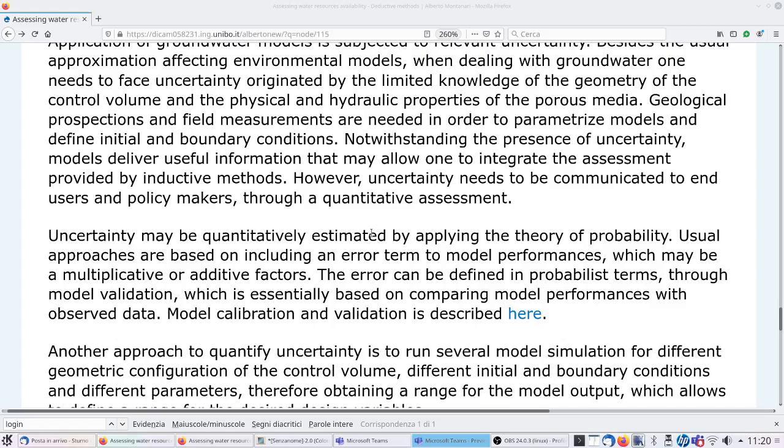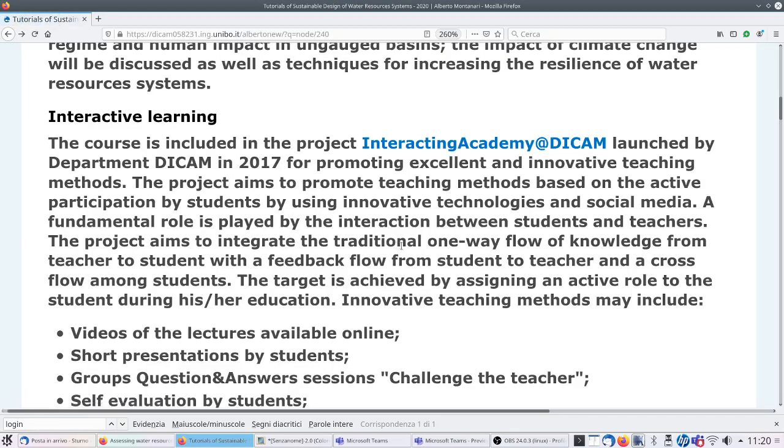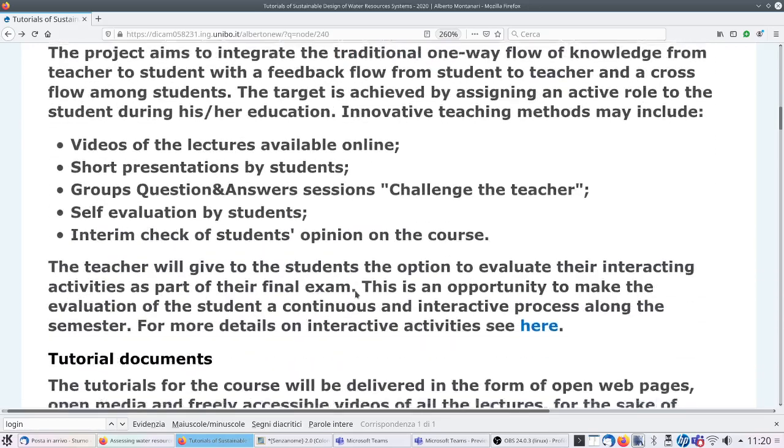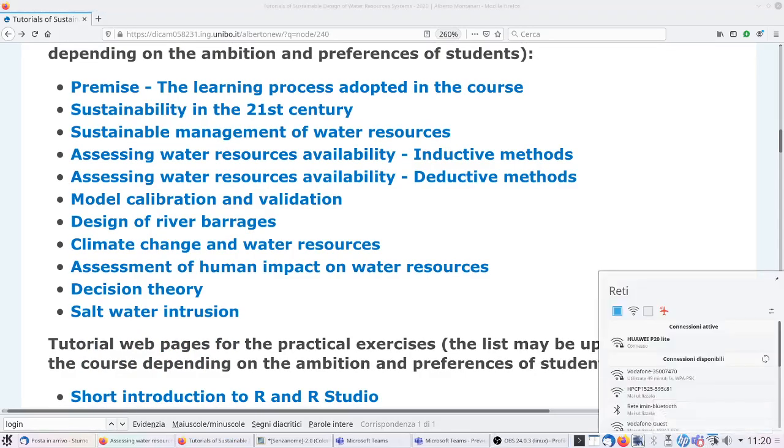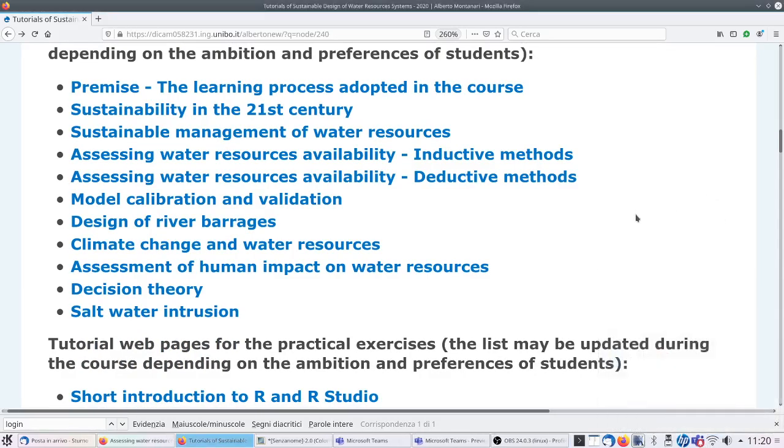So this gives me the opportunity to introduce the next lecture. The next lecture is precisely, and let me go back to the web page of our course, and let's give it some time to show on the screen. The next lecture is precisely talking about, here we are now on the main page, it's talking about model calibration and validation.